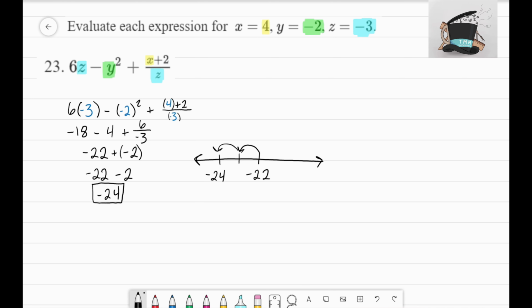Okay, I hope this example helps explain how we want to use substitution to evaluate and simplify expressions.